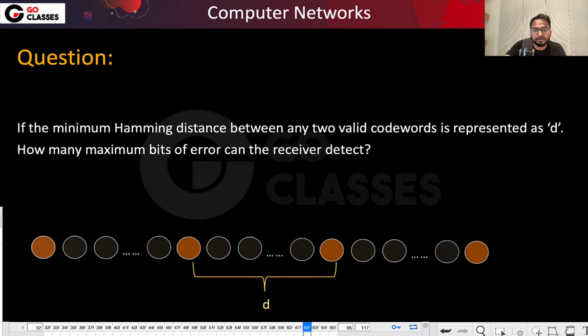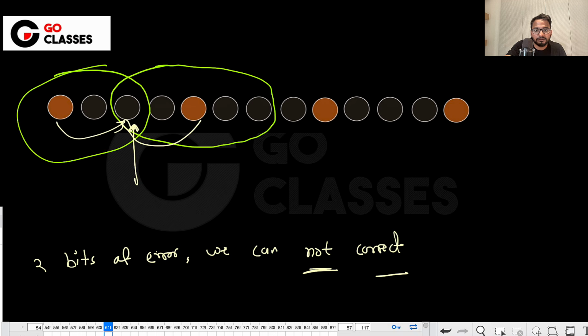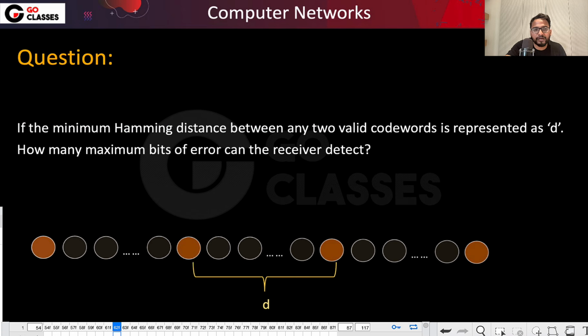So suppose I ask you, if the minimum Hamming distance is d, then how many bits of error could you detect? I'm just asking about detection. I think the answer you already know is d minus 1, right? D minus 1 is the answer.